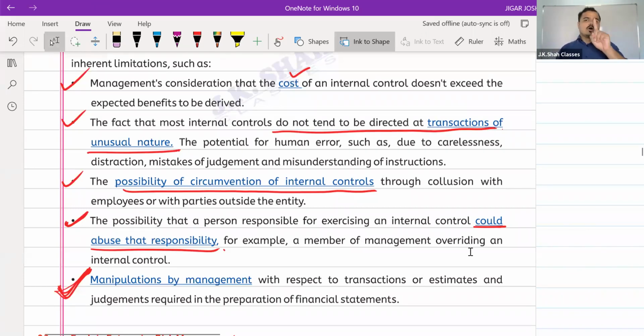So, number one, cost. Number two, transactions of unusual nature. Number three, possibility of circumvention through collusion with employees. Number four, abuse of responsibility. And number five, manipulation done by management. Am I very clear to all my dear students? Say yes. Yes, sir.